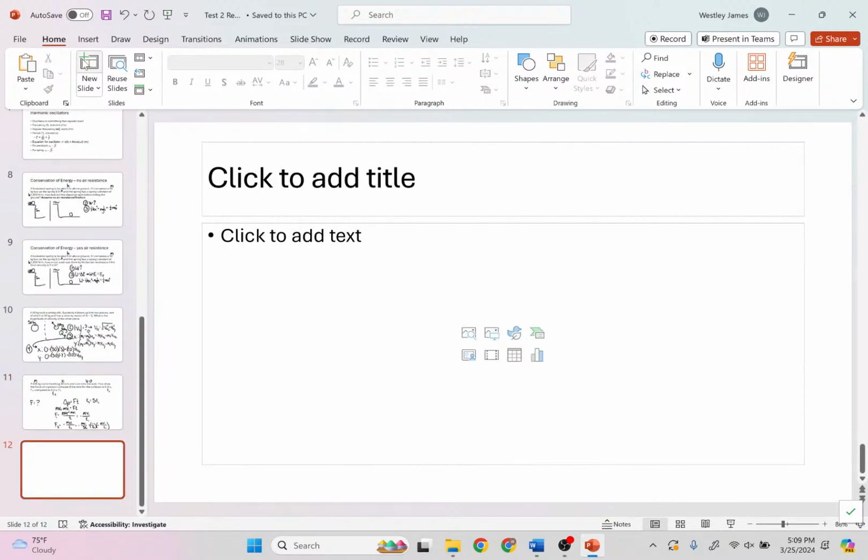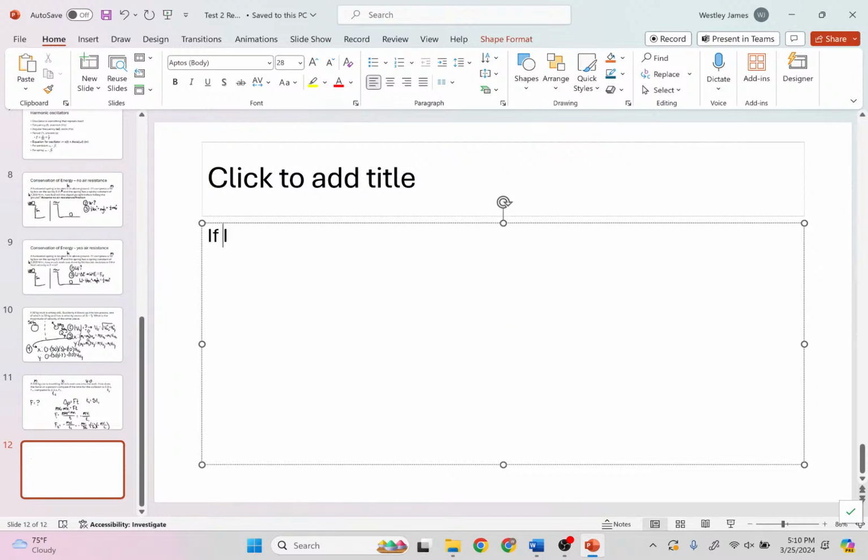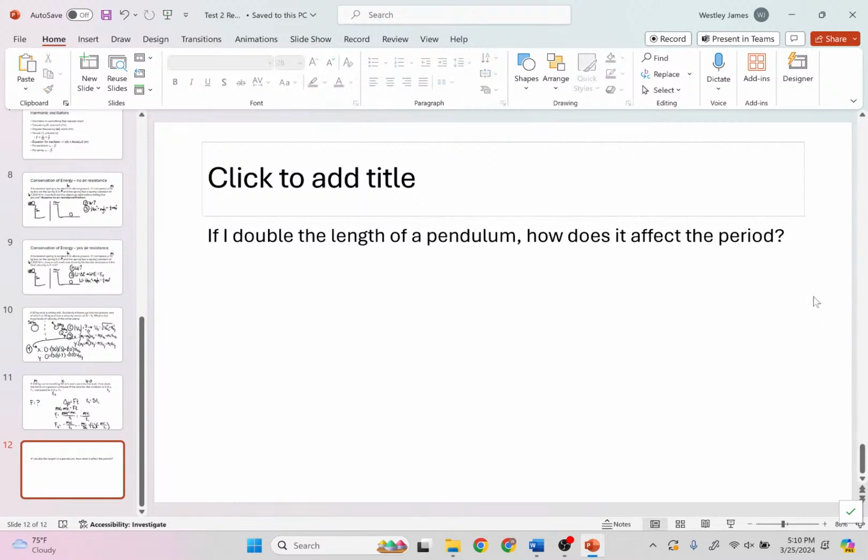So let's see. Let's do another one like this. If I double the length of a pendulum, how does it affect the period? This is a good one. Kind of do it just algebraically. Same kind of idea. If this changes, how does something else change? So I'll give you all a few moments. Think about it. Try it out.